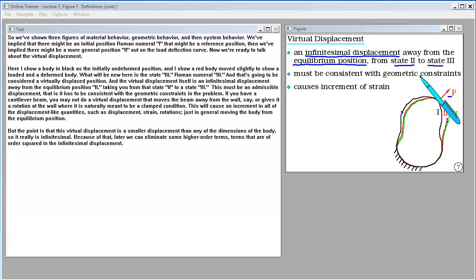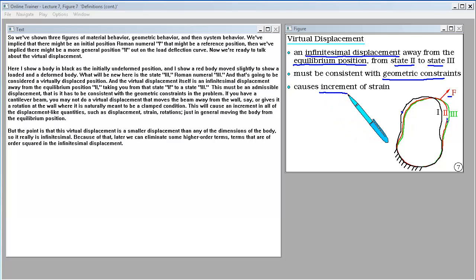This must be an admissible displacement. That is, it has to be consistent with the geometric constraints in the problem. If you have a cantilever beam, you may not do a virtual displacement that moves the beam away from the wall, let's say, or gives it a rotation at the wall where it's naturally meant to be a clamped condition.